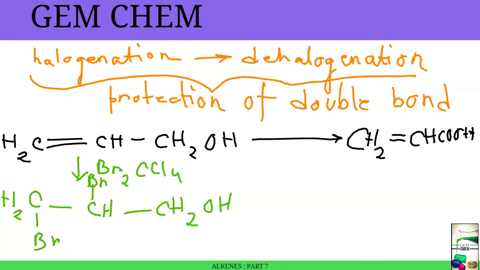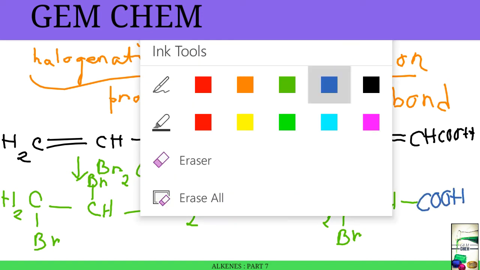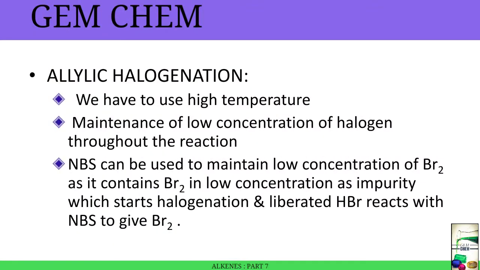So, next we add dilute nitric acid. On adding, what happens? This part remains as it is, but the other portion gets oxidized. So, this becomes COOH. Now, what do we do? We add zinc dust in methanol and we get the product. So, this is how it can be used for protection of the double bond. This is the application.